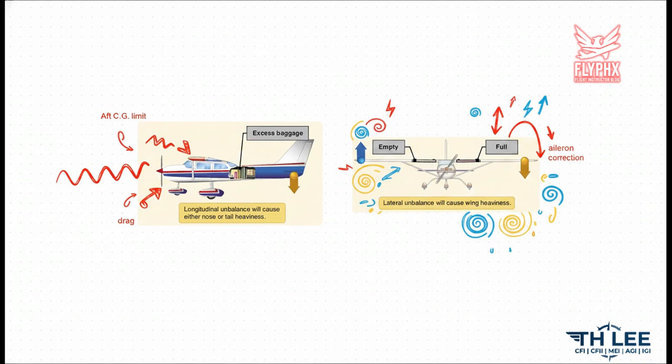But we also have to think side to side. Imagine flying with your left fuel tank completely full and your right tank totally empty. That creates a lateral unbalance. That wing heaviness requires you to hold constant aileron correction the entire flight, which increases drag and is incredibly fatiguing.